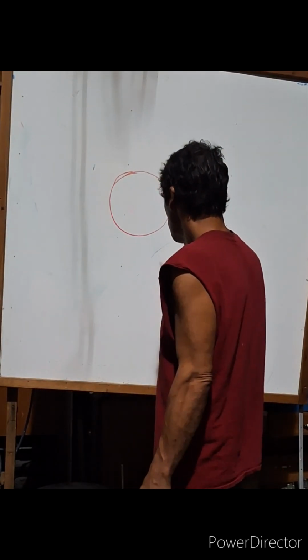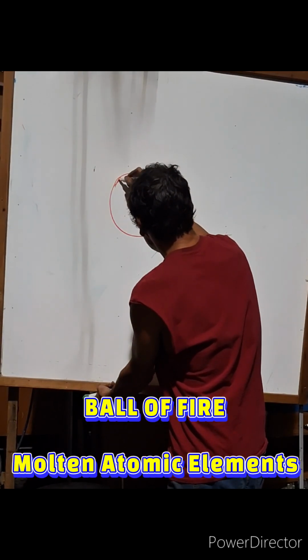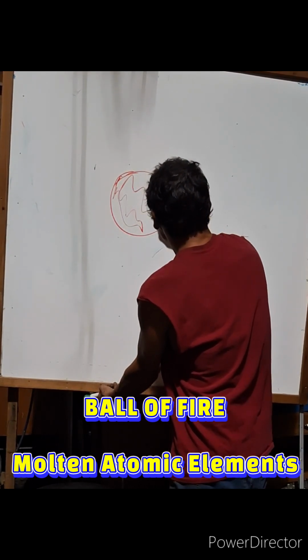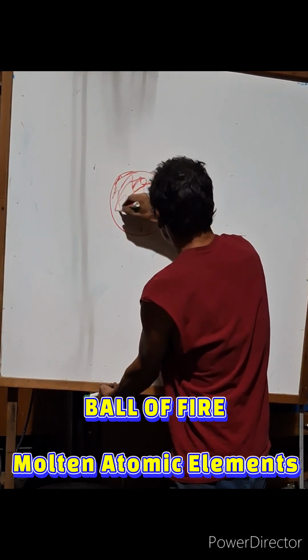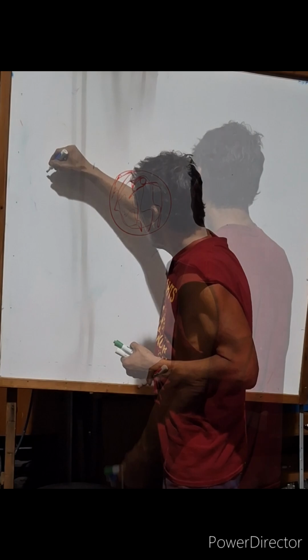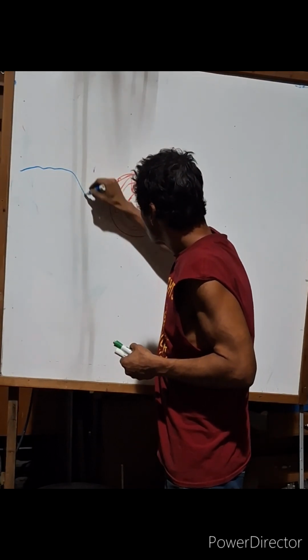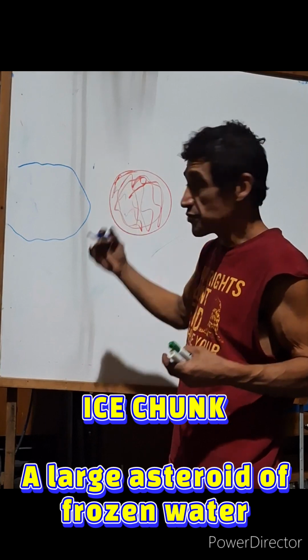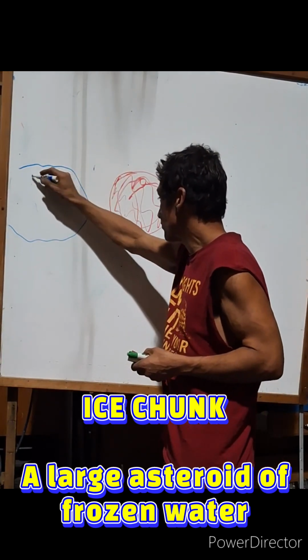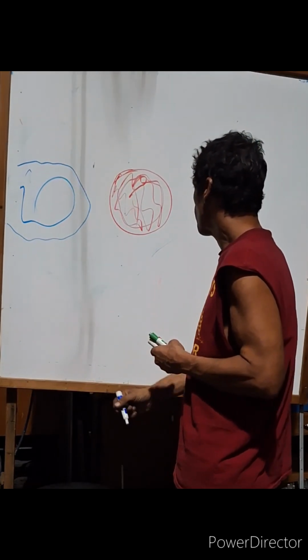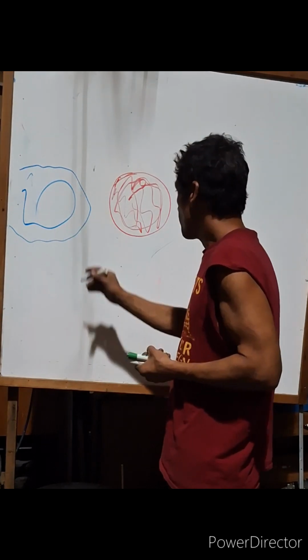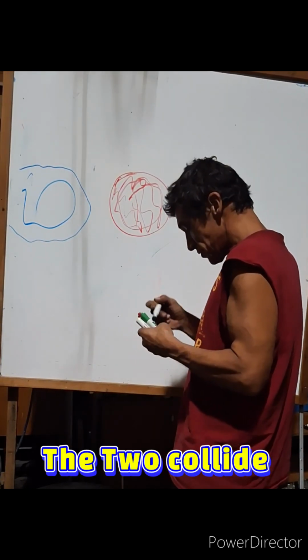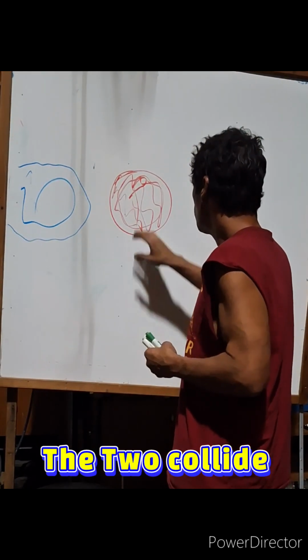Check this out. You have this burning ball of fire flying through space. A huge ice, some sort of ice asteroid or chunk of water flying through space, slams into this fireball.